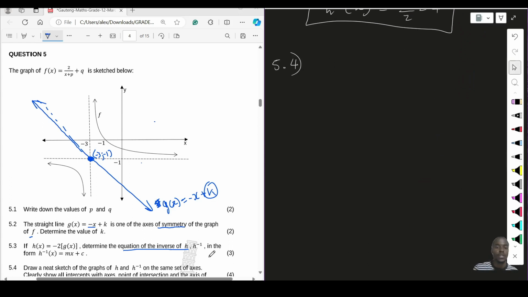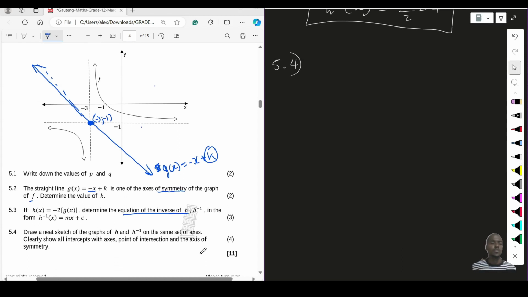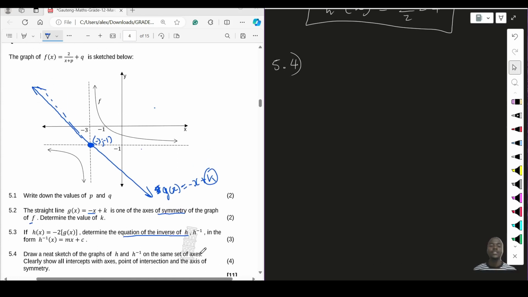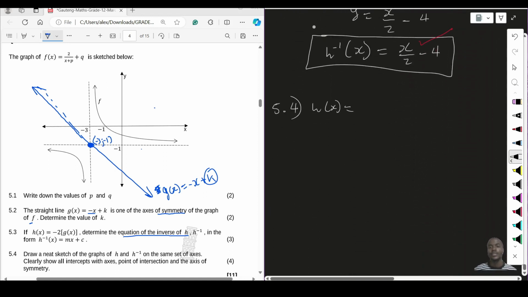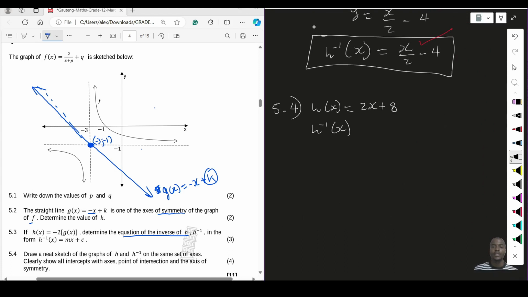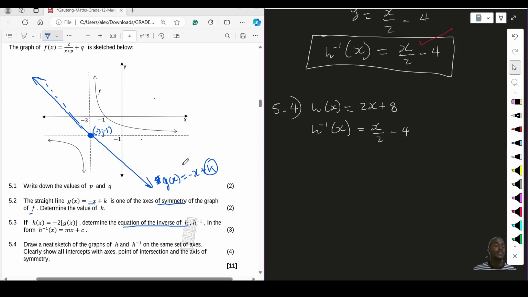5.4 will lead us to draw now. So let's listen to the question. It says draw a neat sketch of the graph of h. Okay, h, we got what? We got 2x plus 8. Then h inverse of x, we got x all over 2 minus 4. So now we must find where, okay, before I go there, let's finish the question: on the same set of axes, right? Then clearly show all intercepts. That's important. We must show intercepts.